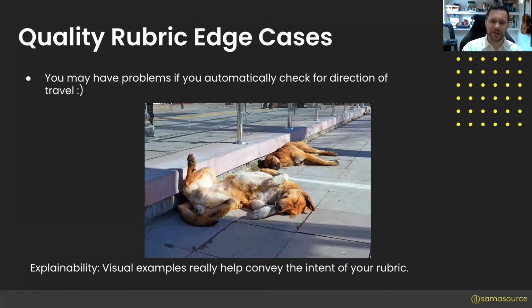But what I also wanted to point out here is that visual examples can really help convey the intent of your rubric. So when you're building up your labeling instructions that accompany your quality rubric, visuals are often an extremely good way to help with that.